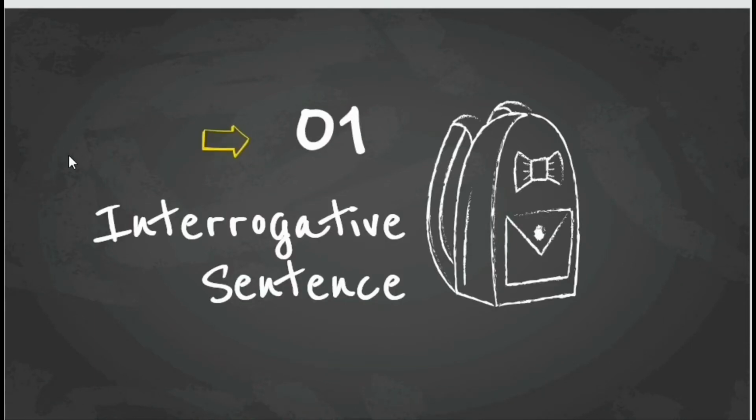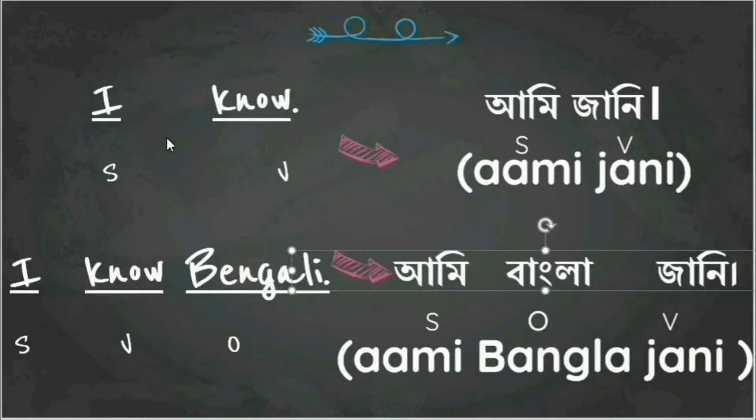Section 1, interrogative sentences. So here is a statement, I know. And in Bangla, that would be Ami Jani. The interesting fact is, in English, the structure is subject plus verb. I is the subject and know is the verb. And in Bangla, it's the same. When it just deals with subject and verb, then it's the same, SV.